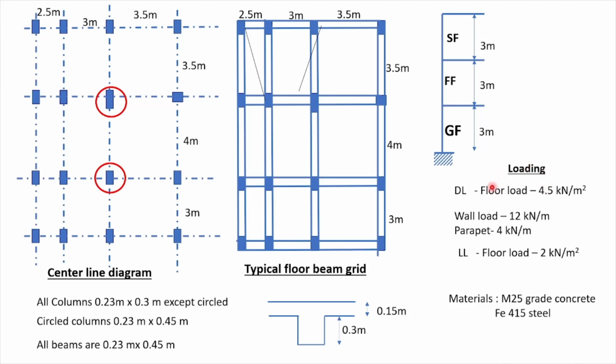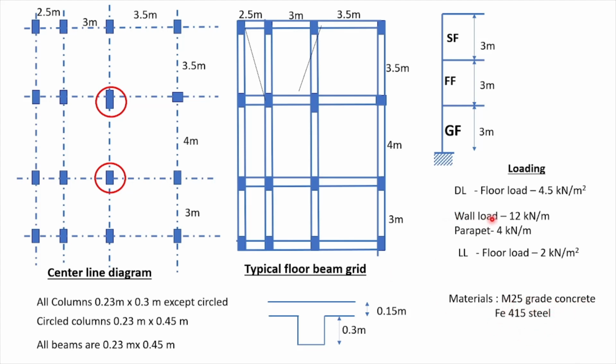And coming to the loading, when we are modeling we will model the columns, beams and the slab. For the slab loading, floor finish and all, I have considered 4.5 kilonewton per meter square, wall load as 12 kilonewton per meter, parapet as 4 kilonewton per meter, and the live load on the floor is 2 kilonewton per meter square, because this is from IS 875 for residential buildings. The materials are M25 grade concrete and Fe415 steel.